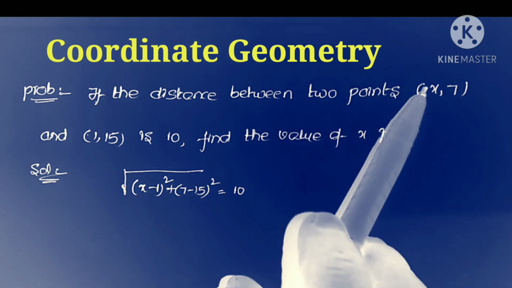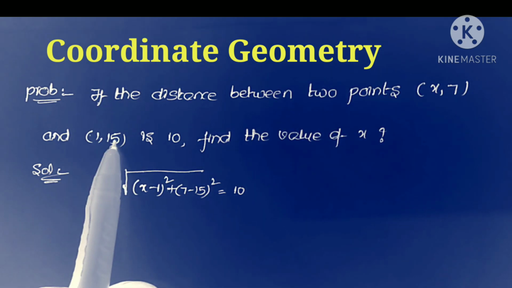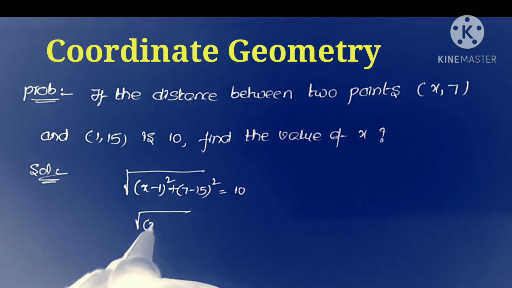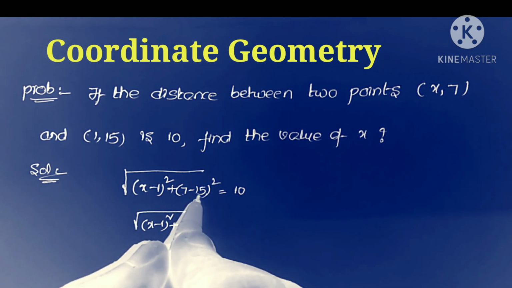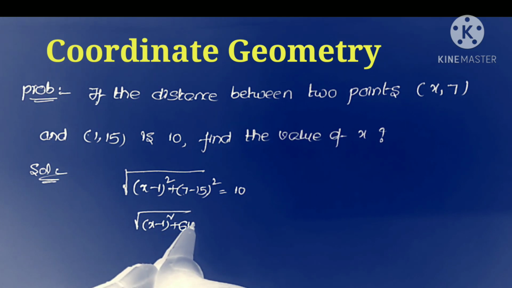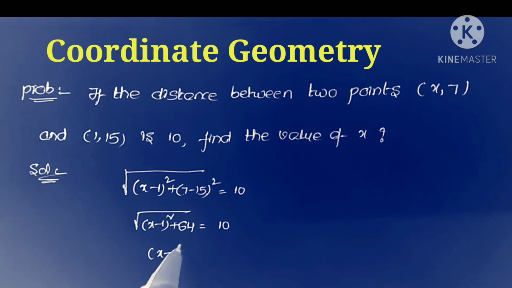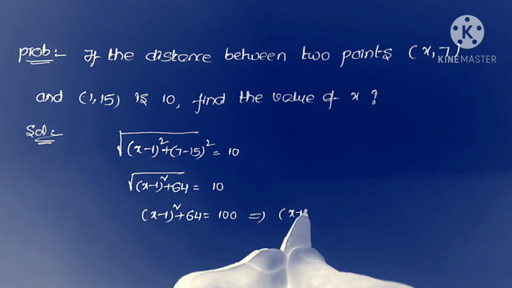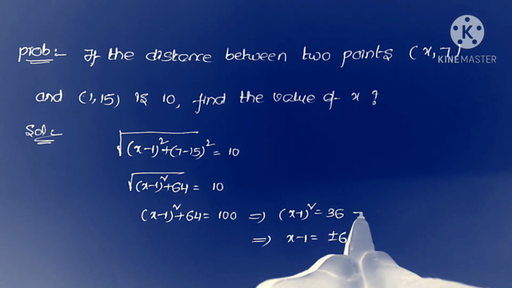Distance means this value: the difference of the x coordinates, (x minus 1) whole square, plus the difference of the y coordinates, that is (7 minus 15) whole square. That is square root of (x minus 1) whole square plus (minus 8) whole square, 64, is equal to 10. Now squaring on both sides, we get (x minus 1) whole square plus 64 is equal to 100. Then (x minus 1) whole square is equal to 100 minus 64, which is 36.